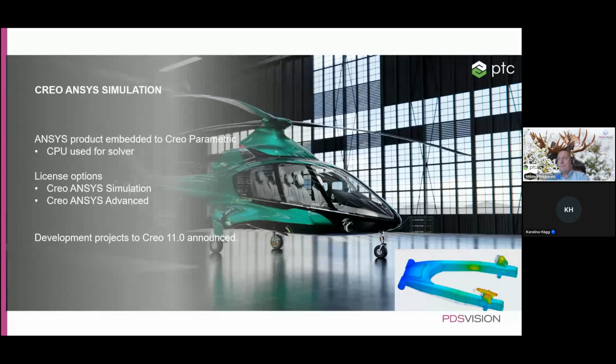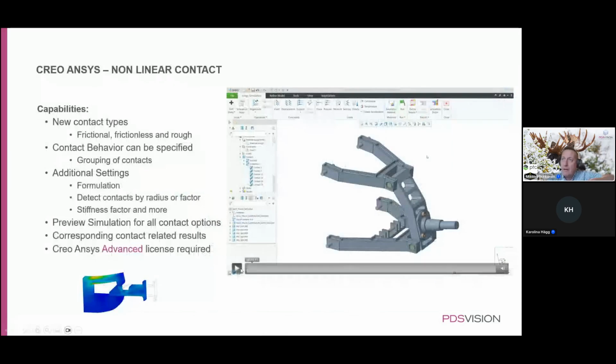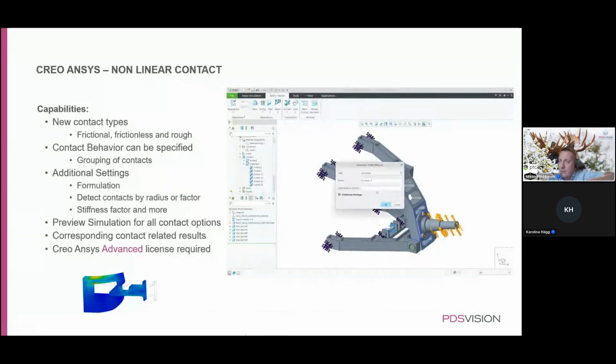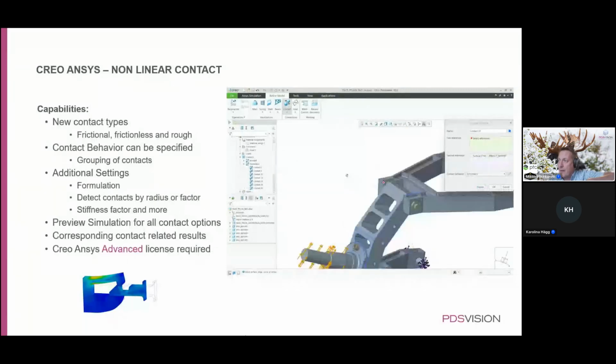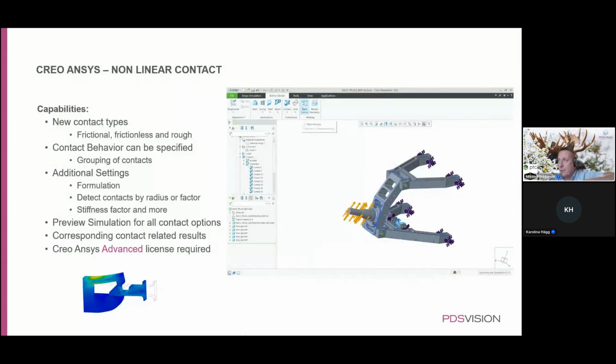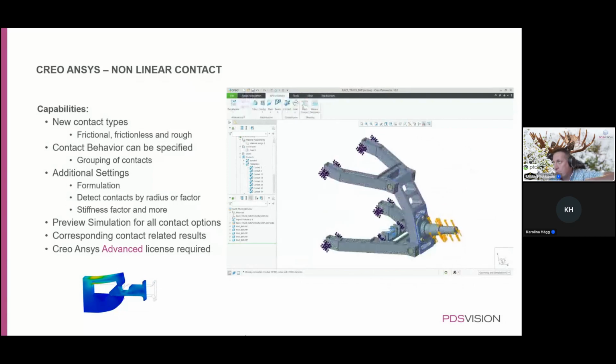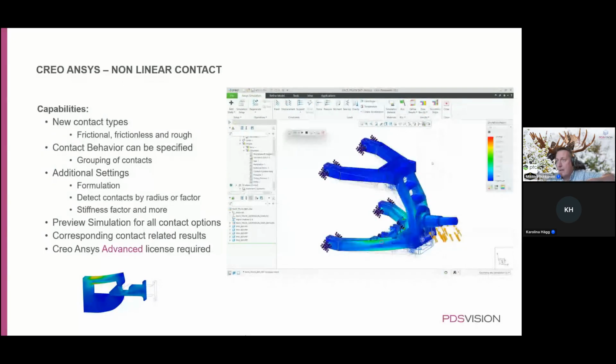So what do we do in here? We now have contact, which is non-linear. There are a few formulations for it and a few fun options for your contacts. But the main point is that you can today make contacts in your simulation models and make the model behave correctly, so that you get your relative movement and your result values for the surface pressure and also the residual forces and all that kind of stuff you need. You need a Creo Ansys Advanced license in order to get this functionality up and running.